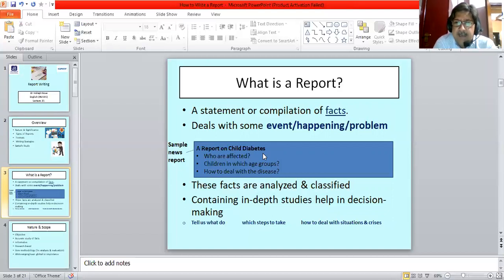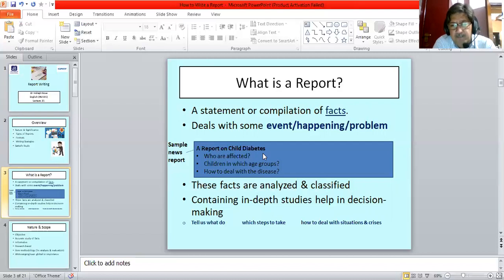Now, to go back to what I was saying about the nature of reports, they are basically statements or collections or compilations of facts. Now, the facts, however, are not just presented anyhow in a ramshackle order or just dumped in anyhow. These facts are analyzed, they are classified in a certain way. Also, sometimes and very often, reports contain in-depth studies of the news items or incidents which they are about, and they often help us in the decision making process.